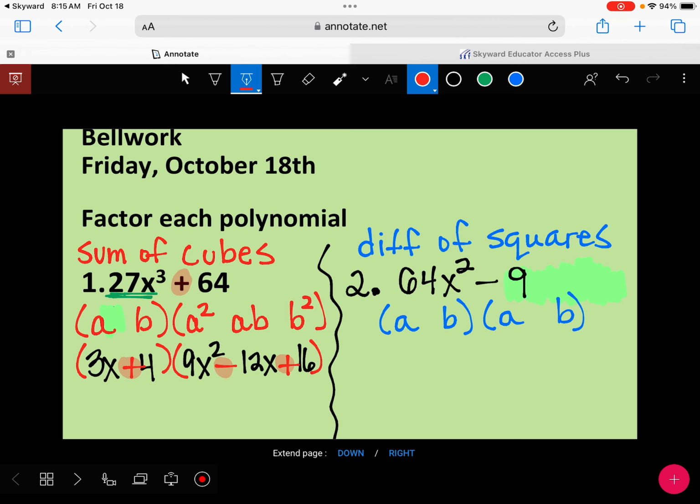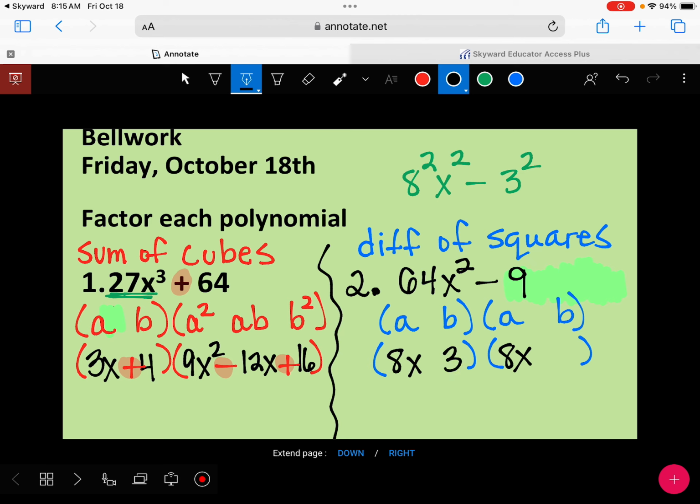For number 2, though, we're looking for squares. So what number multiplied twice gives you 64? Well, we know that 8 to the power of 2 is 64. So I have 8 squared x squared minus 3 squared. So in this example, A is 8x. So we're going to put that in front of both of our parentheses. And then our 3, which is B, that will go in the back.